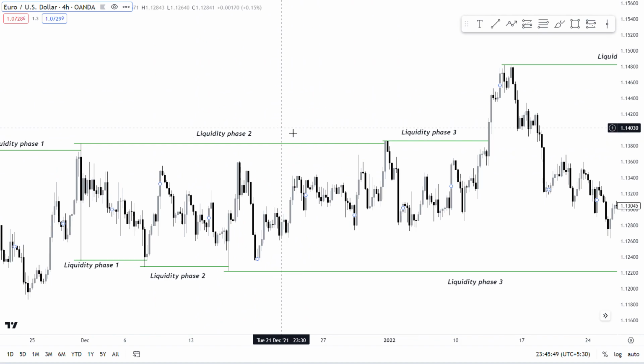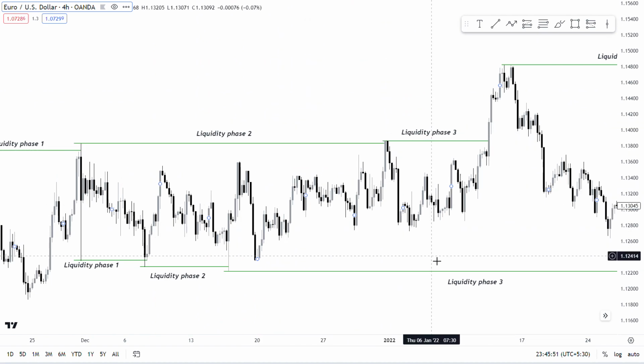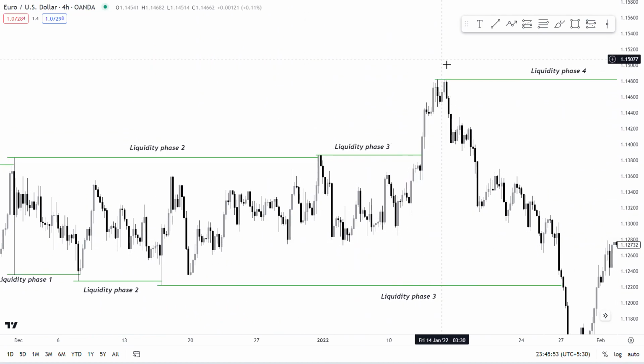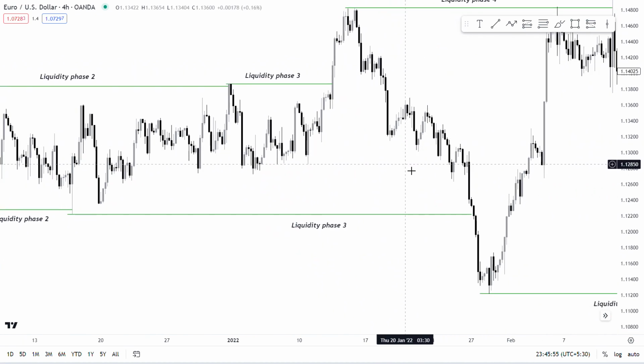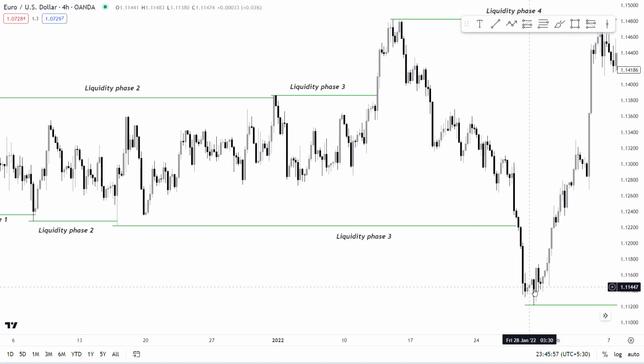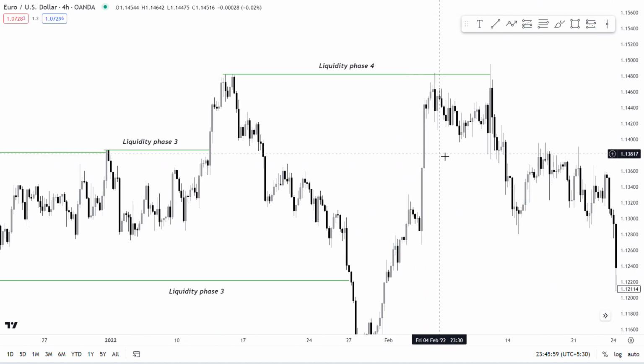See, now the buy side liquidity phase 2 is taken. Can you see the reaction? Again liquidity phase 3 is taken. Can you see the good reaction? Liquidity phase 3 is taken here. Can you see the huge impulsive moves?